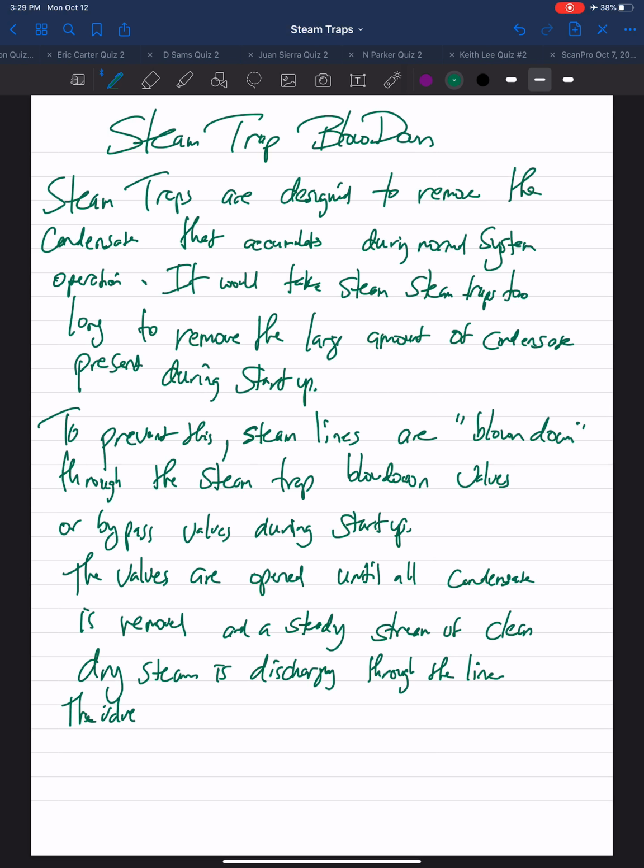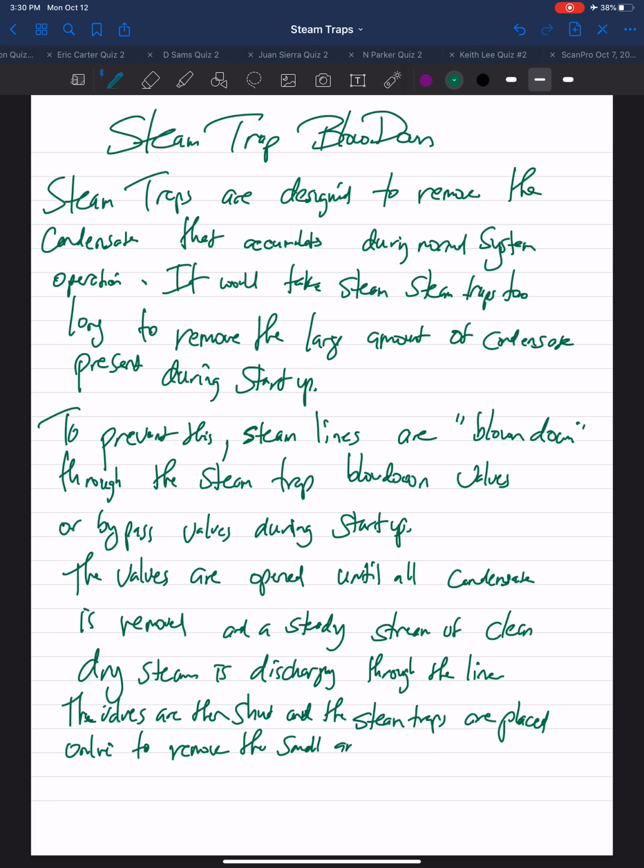The valves are then shut and the steam traps are placed on line to remove the small amount of condensate produced during normal operation.